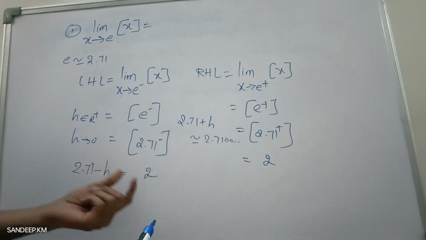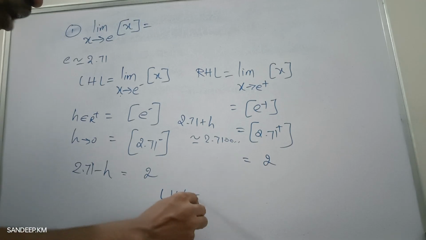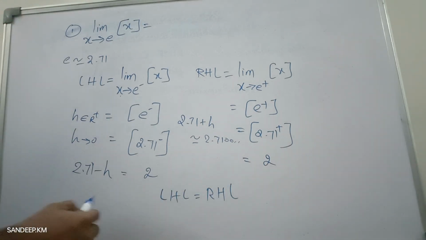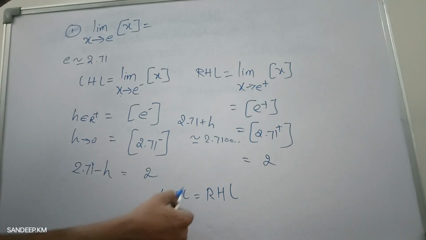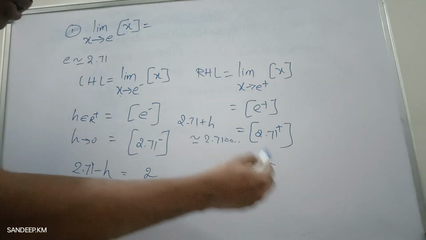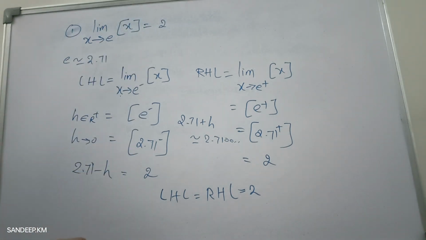So observe that LHL is 2 and RHL is also 2. So LHL is equal to RHL. Therefore the limit of the function exists. The limit of the function exists because LHL is equal to RHL and both are equal to 2. So therefore the limit of this function is 2. Okay, now fine. Let us go with the second question.